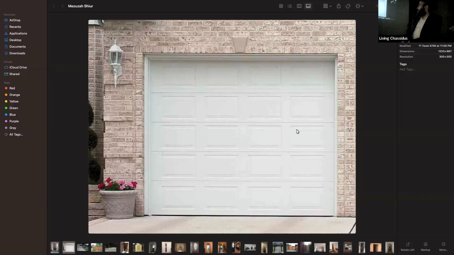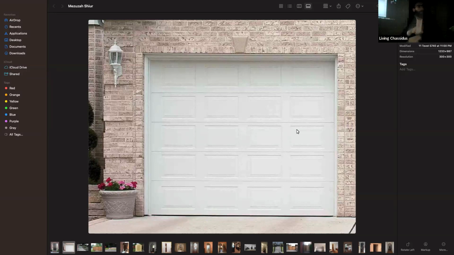Okay, so here we have a garage. A garage is a room like any other room, and it needs a mezuzah. Which one is considered the entrance? We're going inside the house, so the garage is the room that needs the mezuzah. You're going to be putting it on the right side going into the garage. We're not going to be putting a mezuzah going outside. In other words, the mezuzah is on the right side going into the space.